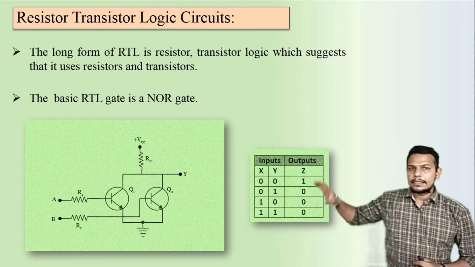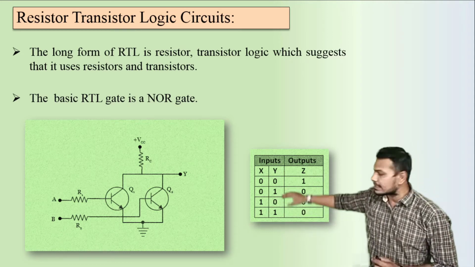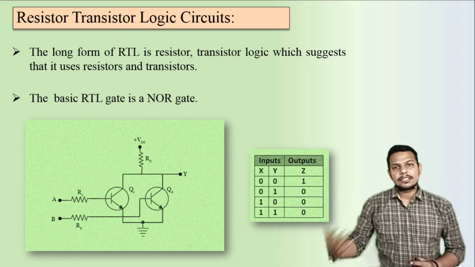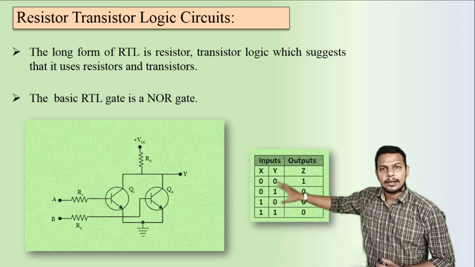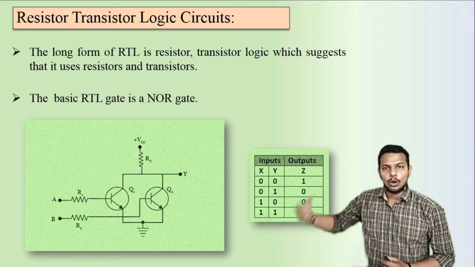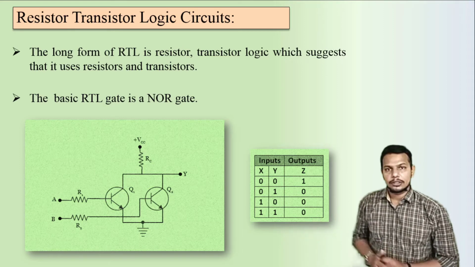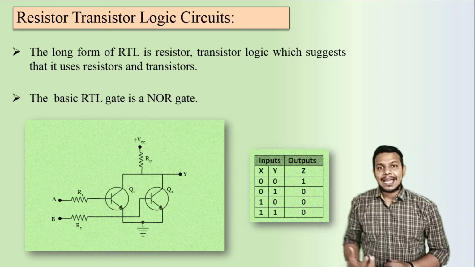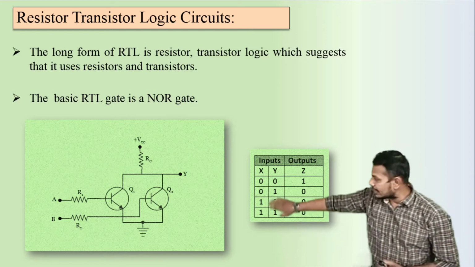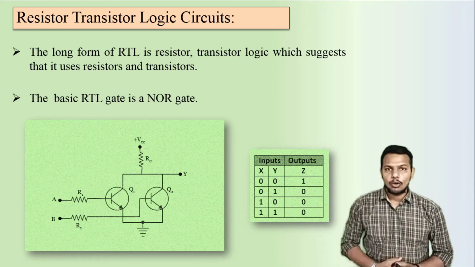Now here we can see the basic RTL gate is using a NOR gate. Here you can see this is the circuit diagram of RTL with the help of a NOR gate. In this circuit diagram we have seen that two NPN transistors are connected along with their resistors. That's why it is known as resistor transistor logic. Here it represents logic, that means it gives us binary numbers. Here A and B are the inputs, whereas Y is our output.